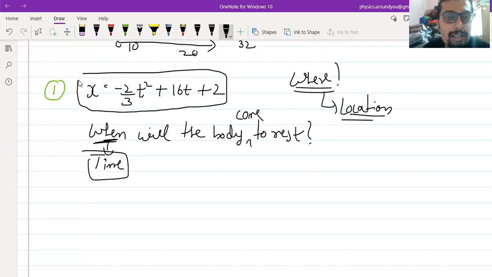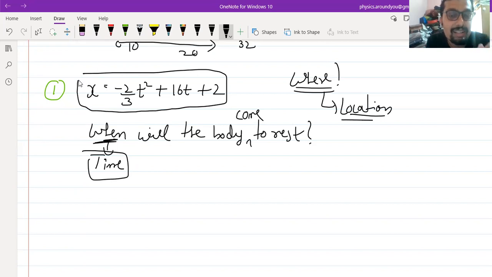If a particle comes to rest, which quantity becomes zero there? Does its acceleration become zero? Does its velocity become zero? Or does its position become zero? I am at rest. So which quantity is zero for me? Velocity. Velocity becomes zero. So what is the question's motive? The question is trying to ask, at what time will velocity become zero?